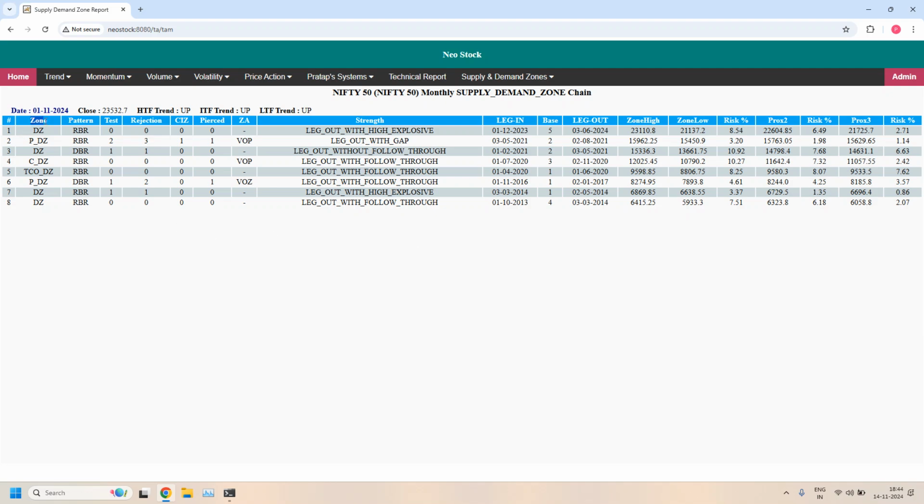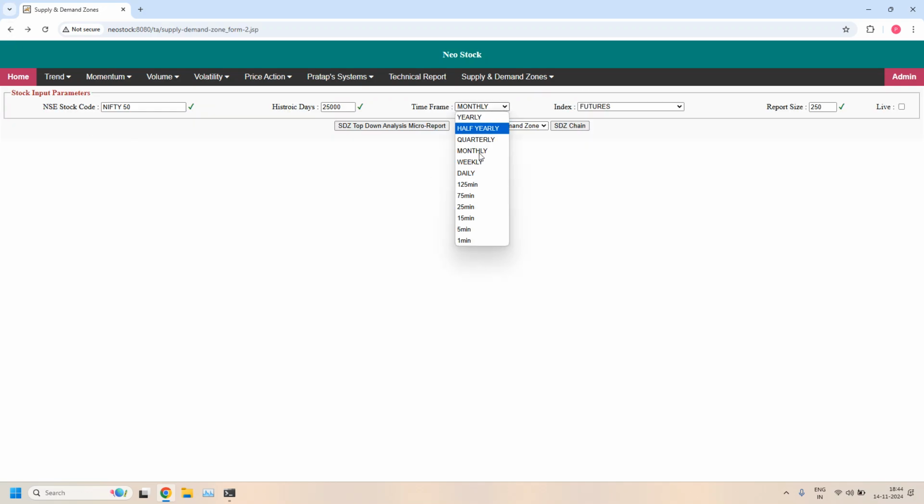Always look into the zone column to find the high liquidity zones. Look into the pierced column to find the pierced zones. You can't use pierced zones. Okay, next, and also look into the LTF trade for the current time frame you have selected. So next time frame is weekly, generating weekly supply demand zone chain for NIFTY.